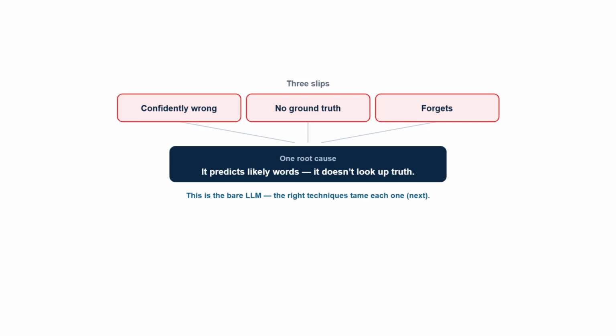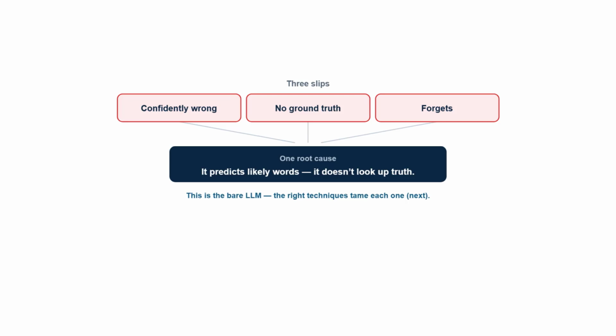And notice, they are not 3 separate faults, they are one fact wearing 3 codes. It predicts likely words, it does not look up truth. But here is the part that matters. This is the plain model, on its own, with nothing built around it.